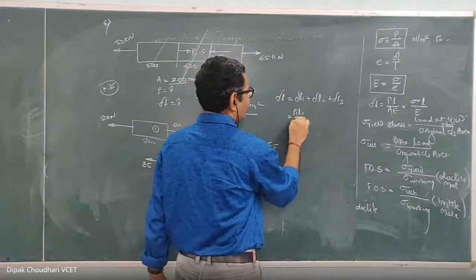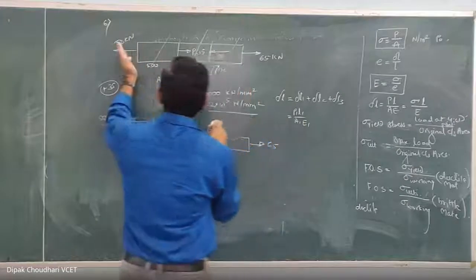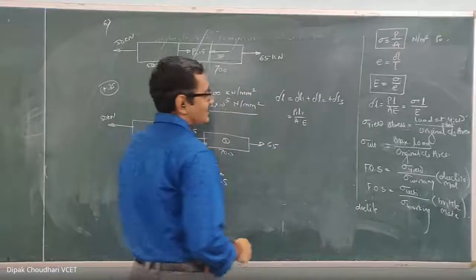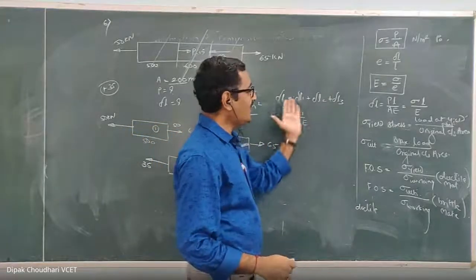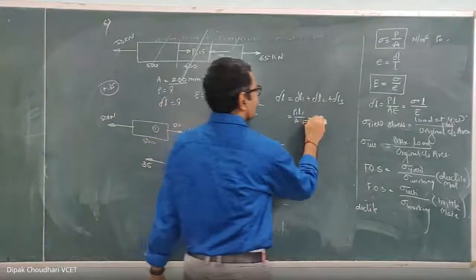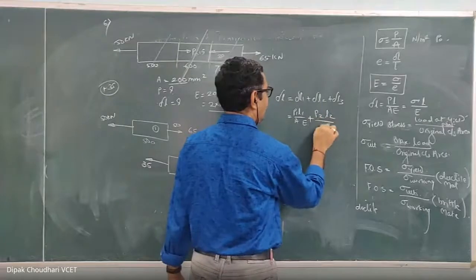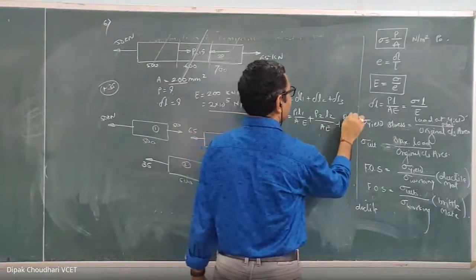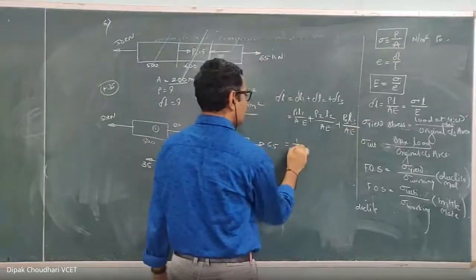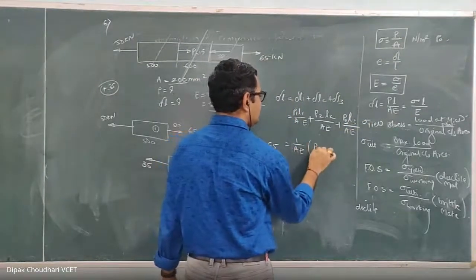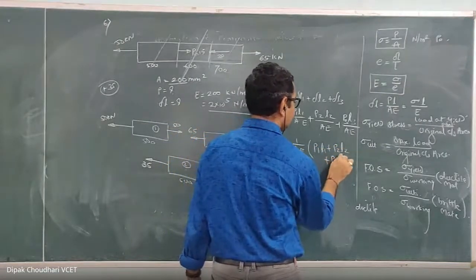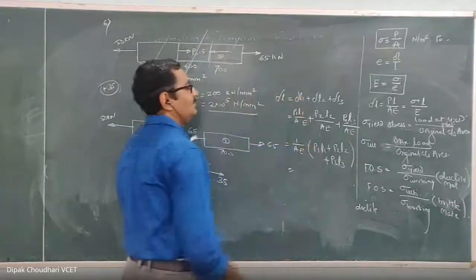P1 L1 upon A1 E1. Now area is same, so I will consider it as A, made of the same material, so E is also constant. So let A1 equal to A2 equal to A3 equal to A, and E1 equal to E2 equal to E3 equal to E, because it is made of the same material. For second, it is P2 L2 upon AE. Third, P3 L3 upon AE, which is equal to, if I take 1 upon AE common, then in bracket it is P1 L1 plus P2 L2 plus P3 L3. Just substitute the value, you will get the answer.